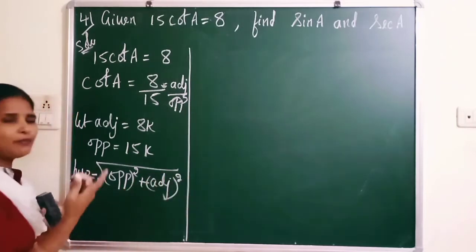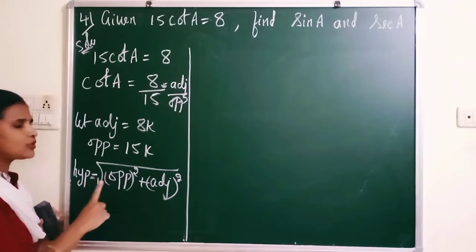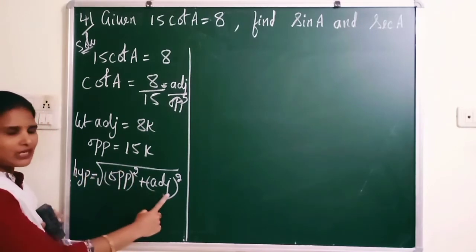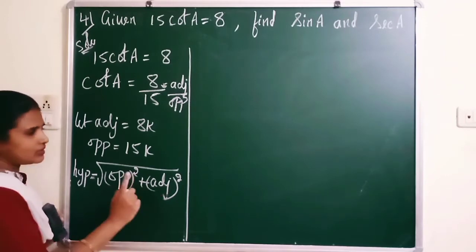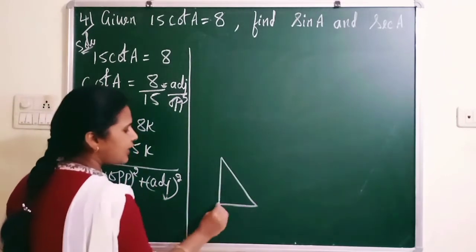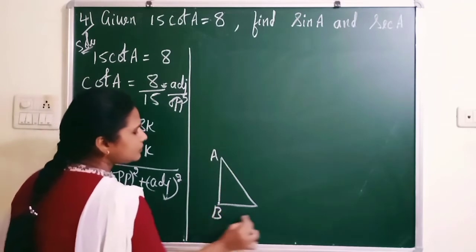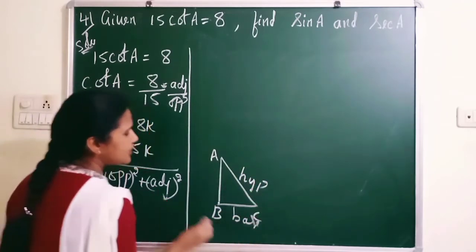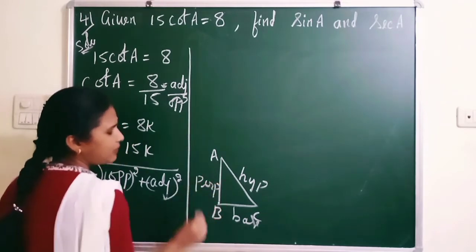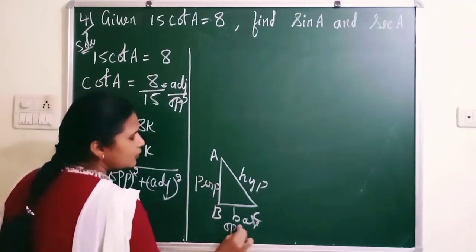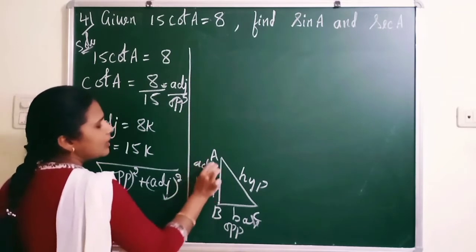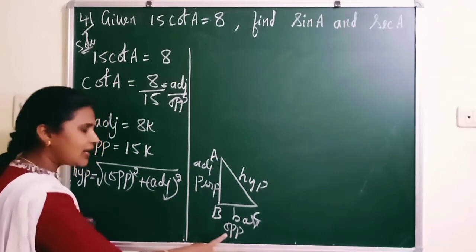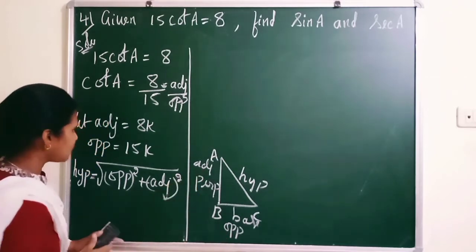How will you write the Pythagoras formula? Hypotenuse square equals base square plus perpendicular square. So instead of base and perpendicular, we can use opposite and adjacent. So here, if this is a right angle triangle, this is the hypotenuse. In the Pythagoras formula, we use this as base and this as perpendicular. So instead of base and perpendicular, in ratios we use opposite and adjacent. So instead of base square plus perpendicular square, we can also write opposite square plus adjacent square.